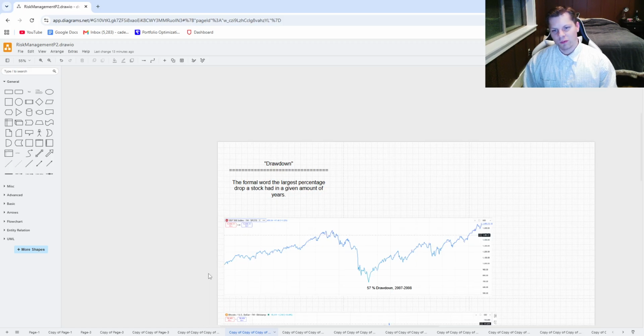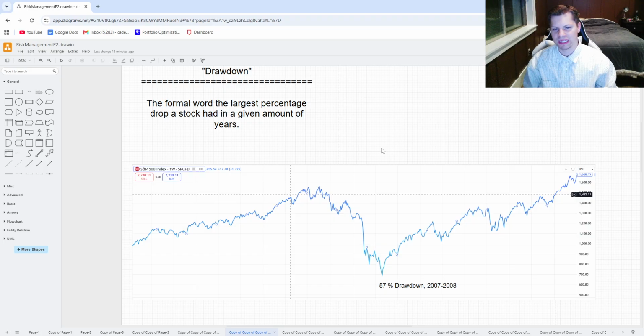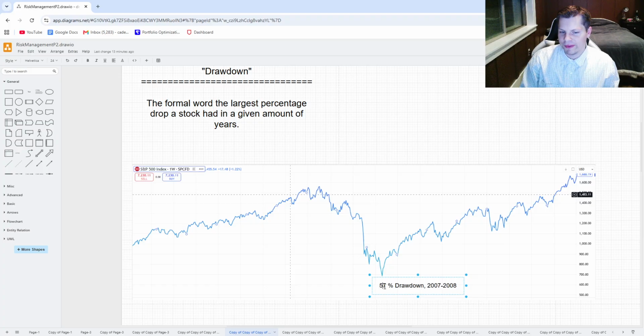We discussed the word drawdown, which is formally the largest percentage drop that an asset has had, given in some window of time. So for the S&P 500, for the past 20 years, the largest drawdown it had, which is the percentage drop, was in 2008, where it dropped from around $1,600 to basically 700. And this was basically a 57% drop in the S&P 500. So we would call that the max drawdown is 57% in financial terms.